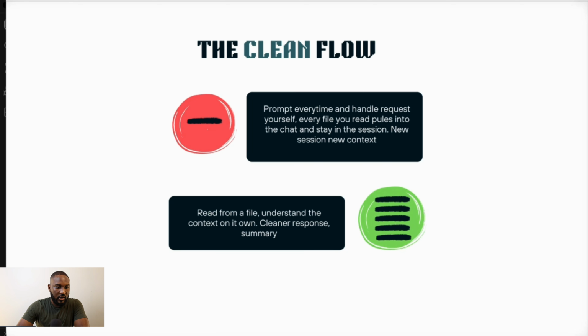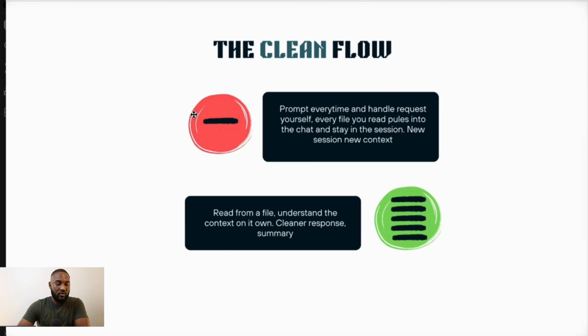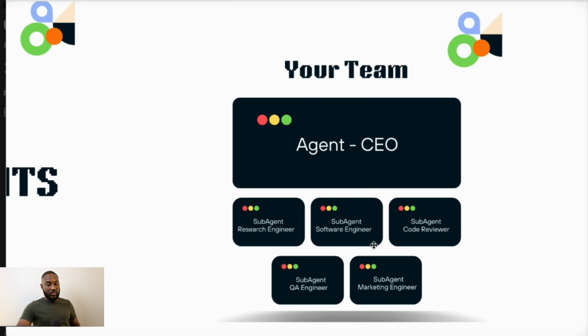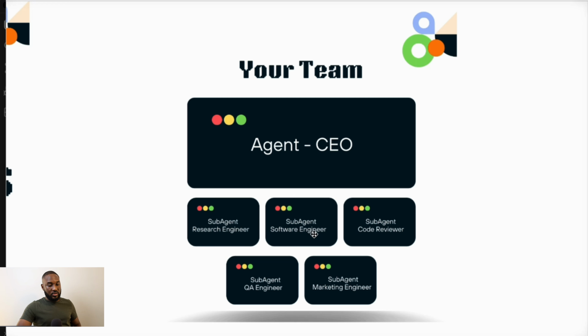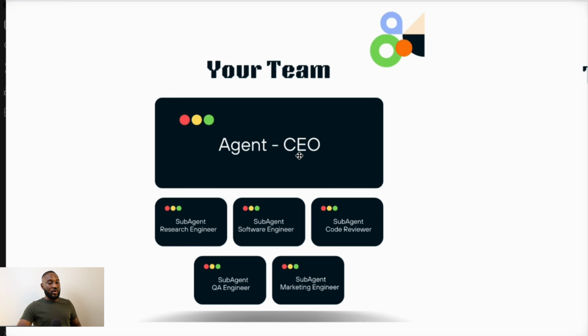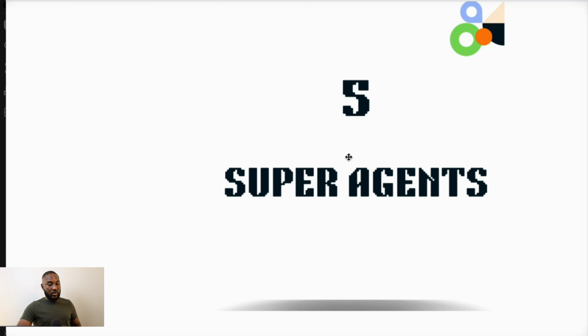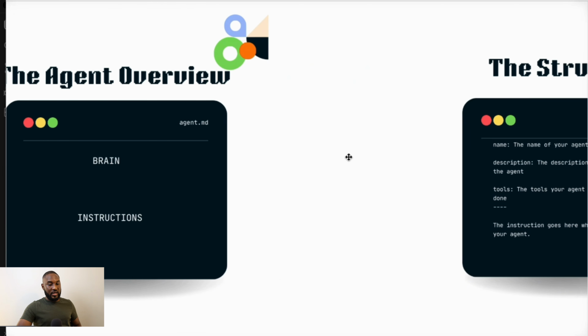Now, this is how you create a clean flow of an agent by taking advantage of your own requirement. You're passing it to an agent. The agent, in this case, acts as a contractor who handles your request, and they are also a specialist. The specialists we created were the research engineer specialist, the software engineer specialist, the code reviewer specialist, the QA engineer specialist, the marketing engineer specialist, and then you are passing information to the CEO in implementing all these requests. And our super agent was able to create a very nice, beautiful application.